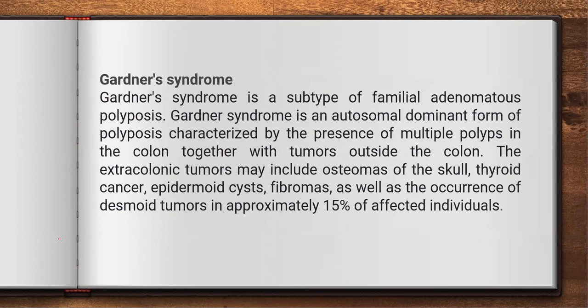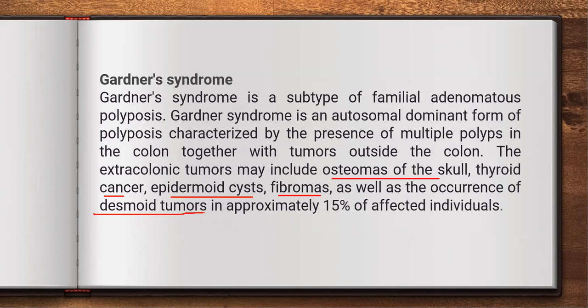Gardner syndrome is a subtype of familial adenomatous polyposis, which is an autosomal dominant form. It is also characterized by the presence of multiple polyps in the colon, but along with the polyps in the colon, they have tumors outside of the colon also. What are the most important cancers related to Gardner syndrome? Mainly osteoma of the skull, thyroid cancer, epidermoid cyst, fibroma, and also desmoid tumor. That's why there was a question.